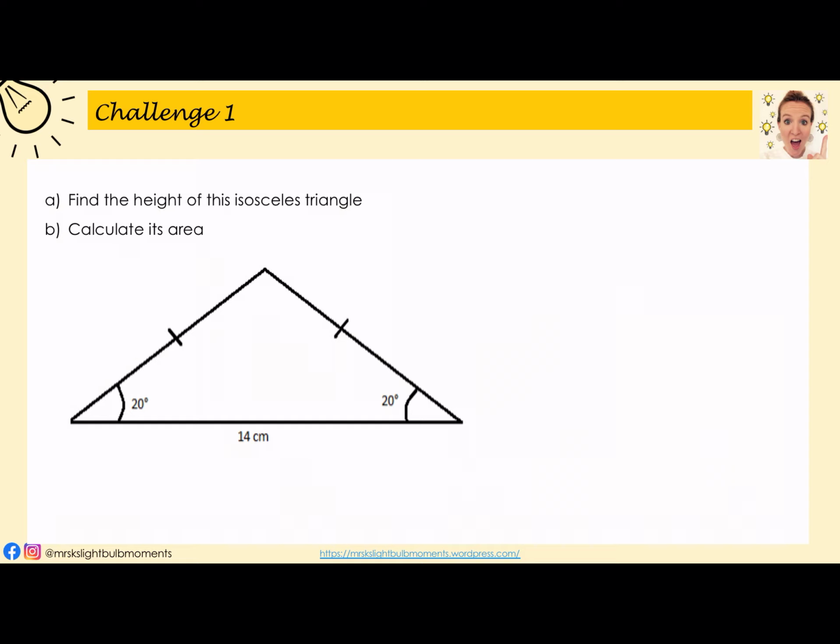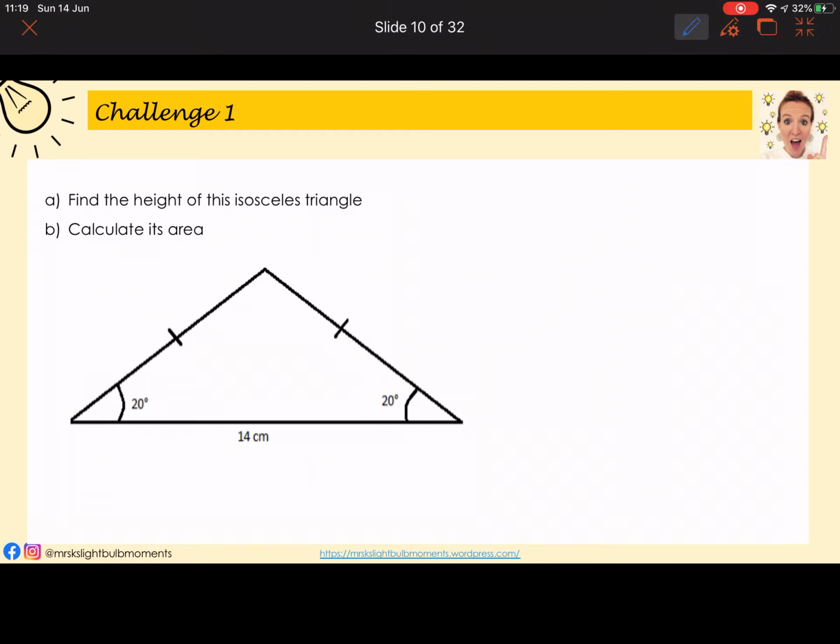And you need to think, right, area of a triangle, what do I need? Base and height. I've got the base. I need to work out the height. So first things first, let's actually draw in the height line. So our height is going to be here.